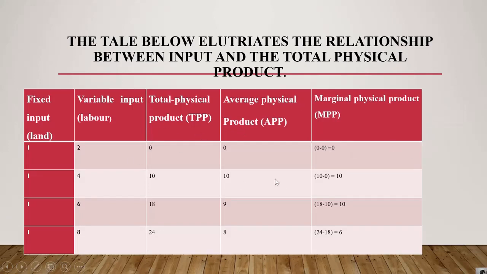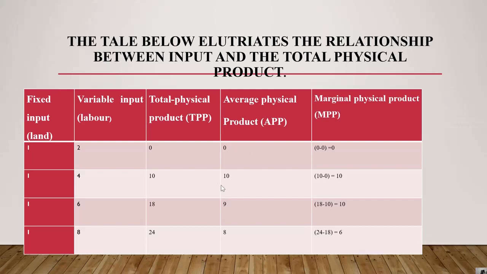We have come up with a table which shows the tabulation of the relationship of these three parameters that we have talked about. Looking at my first row, I have land, which is placed as the fixed input. Then I have a variable input, which is labor, increasing at different intervals. I have TPP, our total physical product, which is also increasing. Then APP, our average physical product, and lastly, our marginal physical product.